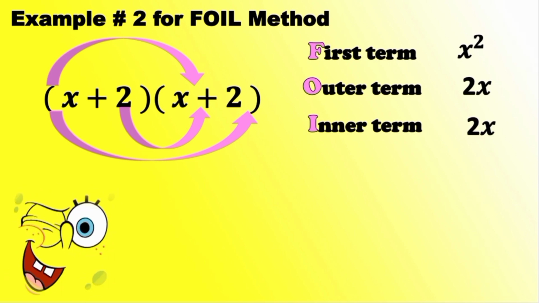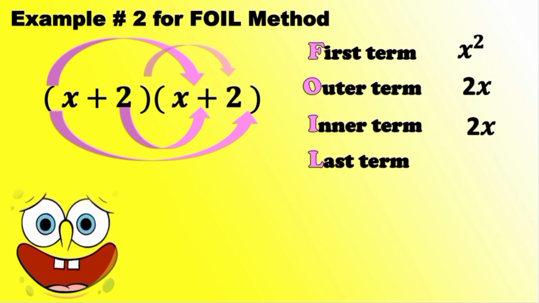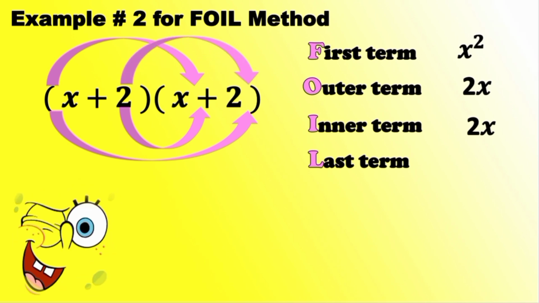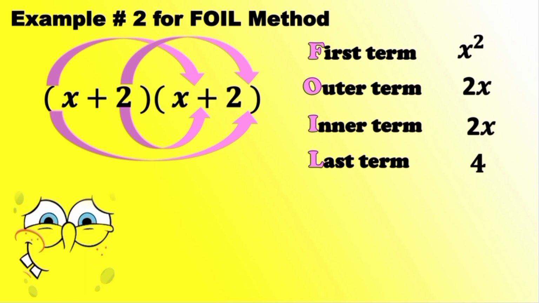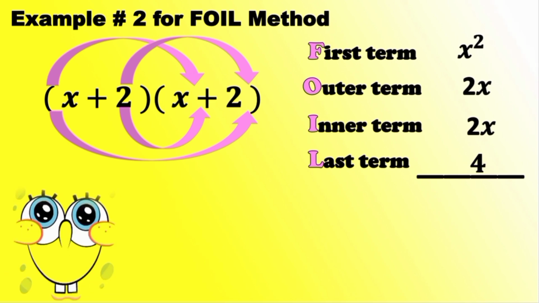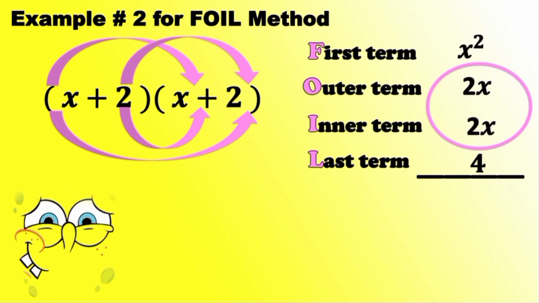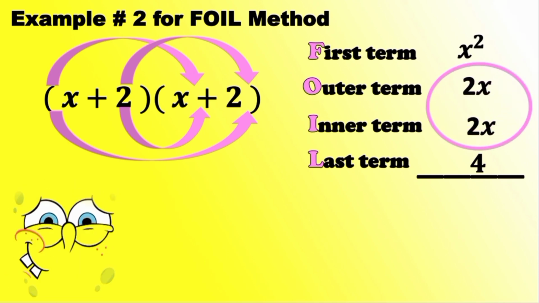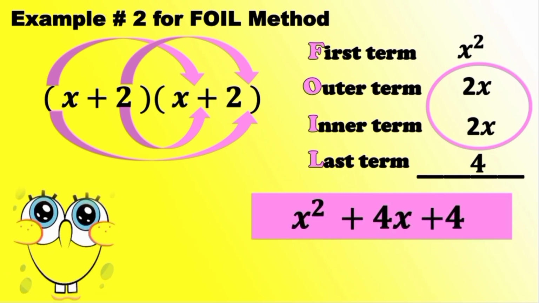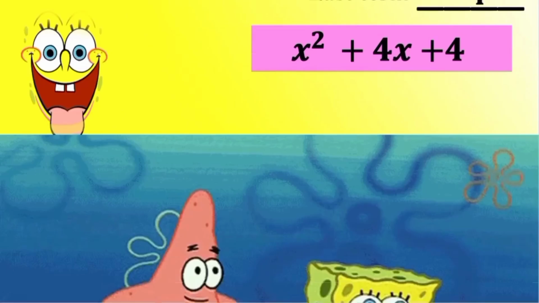And last, multiply the last term. 2 times 2 is equal to 4. Now let's add all the factors. Again, we can combine similar terms. 2x plus 2x is equal to 4x. So our final answer is x squared plus 4x plus 4.